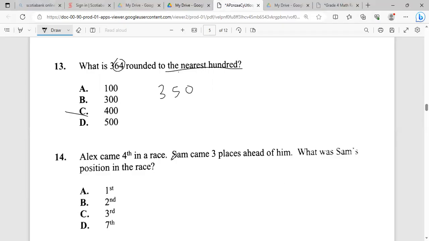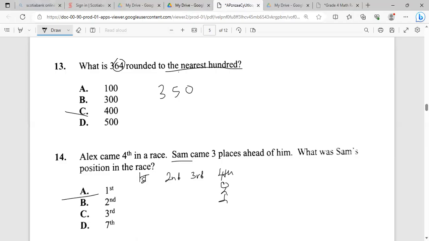Alex came fourth in a race. Sam came 3 places ahead of him. What was Sam's position in the race? So let's put Alex here. So you have fourth. Next you have third. You have second. And you have first. So it says Sam came 3 places ahead. So 3 places will be 1, 2, 3. So that would be first.